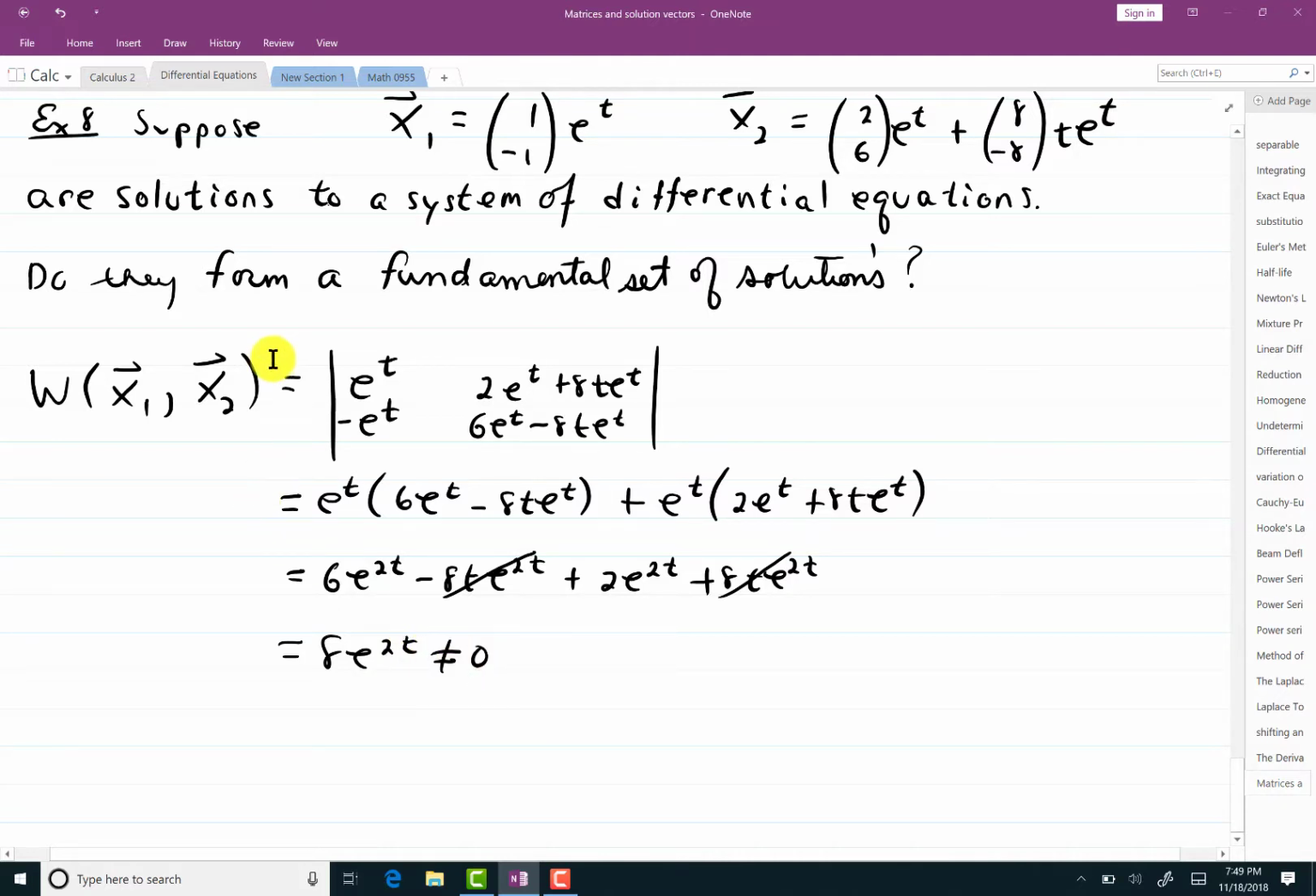So this solution is good on negative infinity to infinity, since the Wronskian is definitely not going to be 0. Let's try another one.